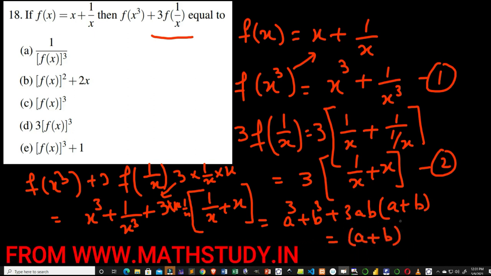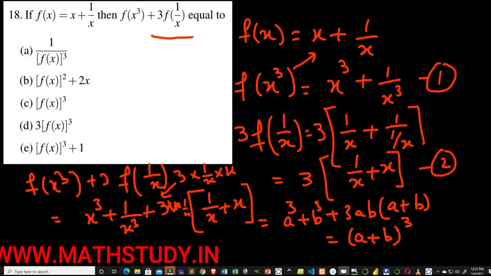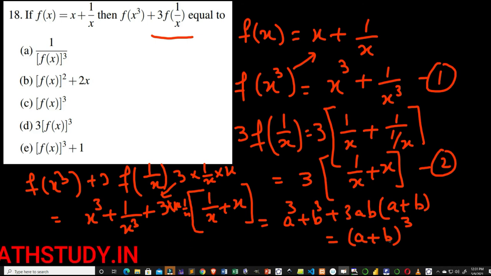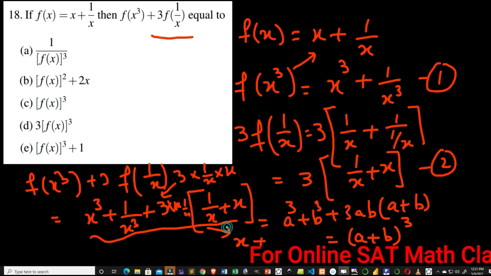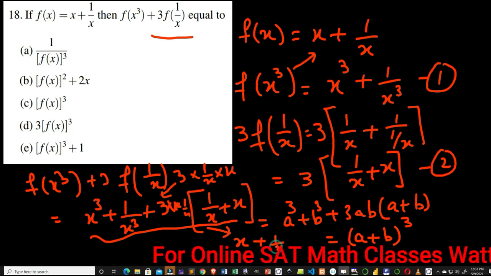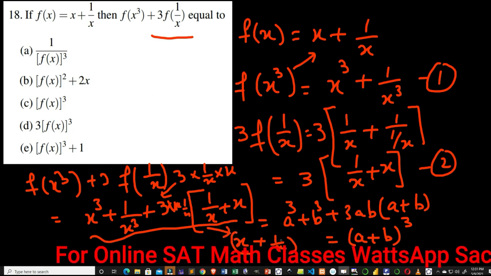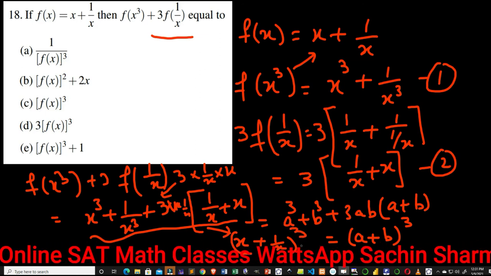A plus b whole cube. So here we have a is x, and b is 1 by x. Very simple, right? So our answer will become x plus 1 by x whole cube, right? X plus 1 by x whole cube.